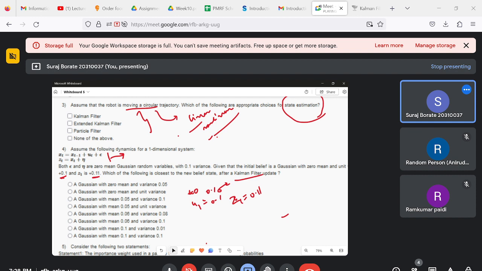So we follow these exact steps of the Kalman filter algorithm. Just follow the exact steps. The only thing where you can go wrong is identifying the values.